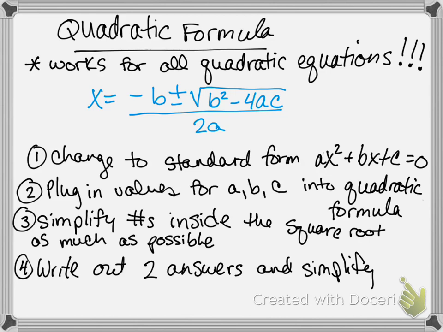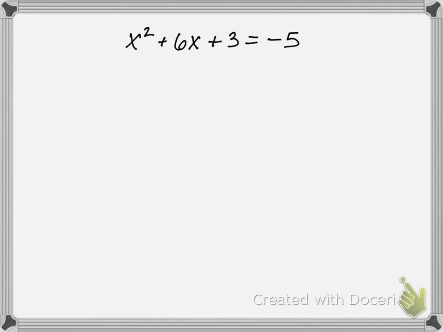So let's jump into our first example. We have x squared plus 6x plus 3 equals negative 5. So step 1 says put it in standard form. Right now I have the negative 5 at the end here that I need to get rid of. To get rid of it, I'm going to use my inverse operation, or my opposites. So I'm going to add a 5 to both sides.